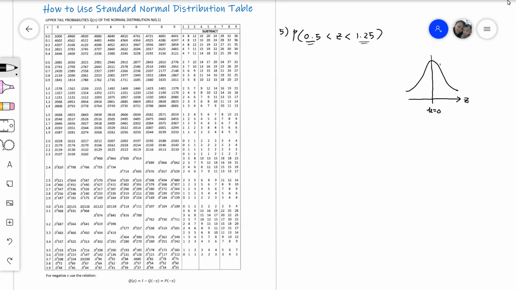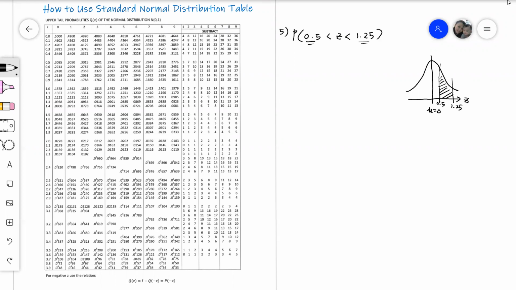So 0.5 is here, just sketch. No need to be accurate. The scale doesn't have to be so accurate, just sketching. And what we want basically is the area between these 2 points.